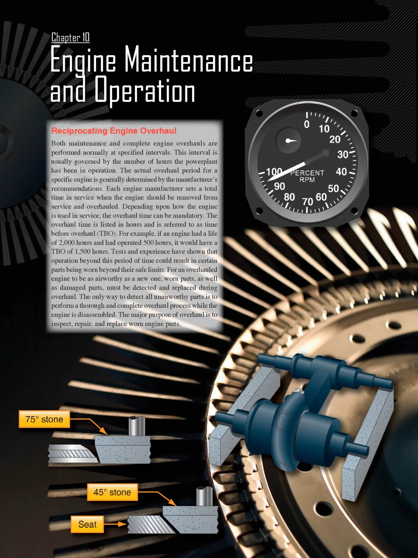Chapter 10: Engine Maintenance and Operation. Reciprocating engine overhaul. Both maintenance and complete engine overhauls are performed normally at specified intervals. This interval is usually governed by the number of hours the power plant has been in operation. The actual overhaul period for a specific engine is generally determined by the manufacturer's recommendations.